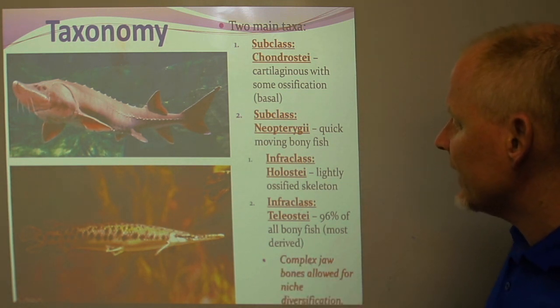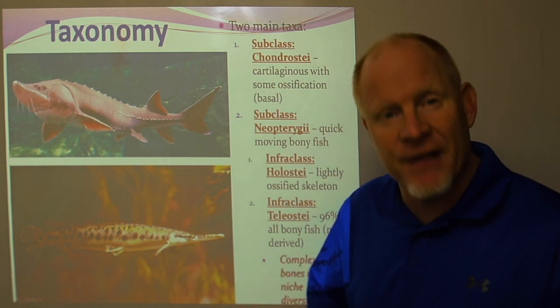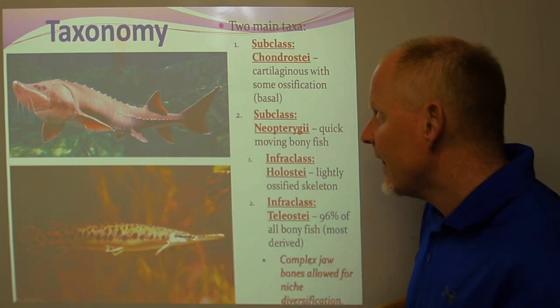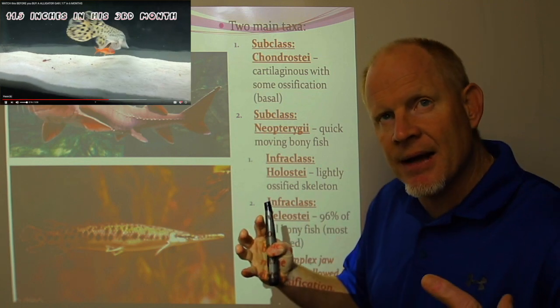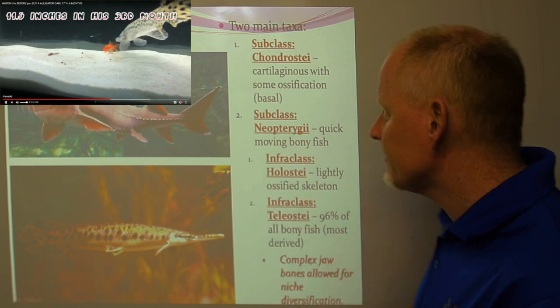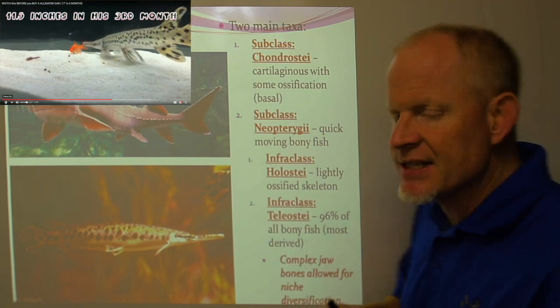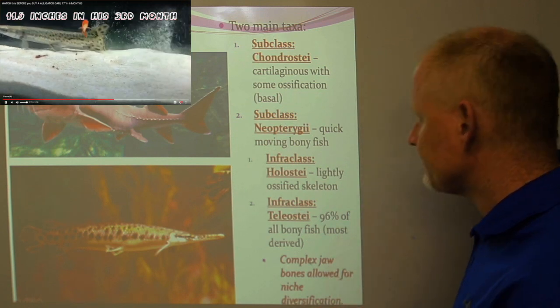And they include the gar and bowfin fish, one species of bowfin fish. The gars can be pretty long and pretty large too. Having cartilaginous elements allows you to get larger. And they also have very thick scales, the gar do, and sharp teeth.